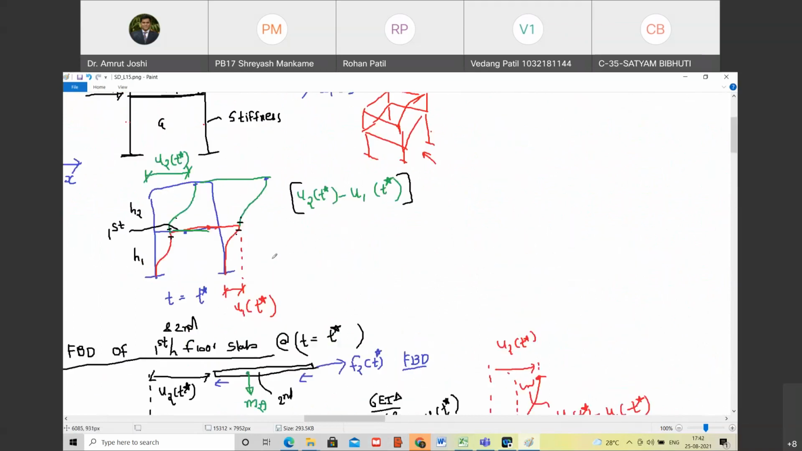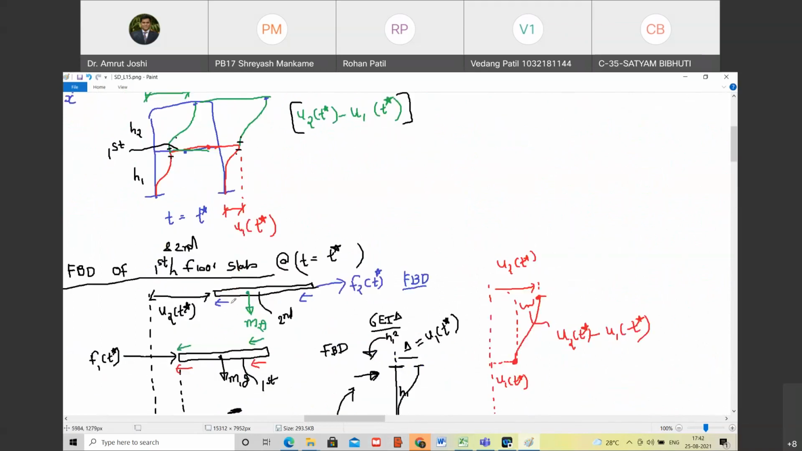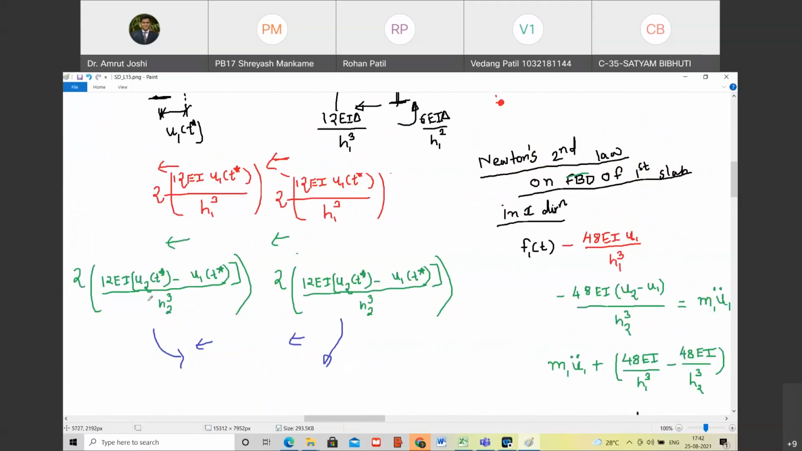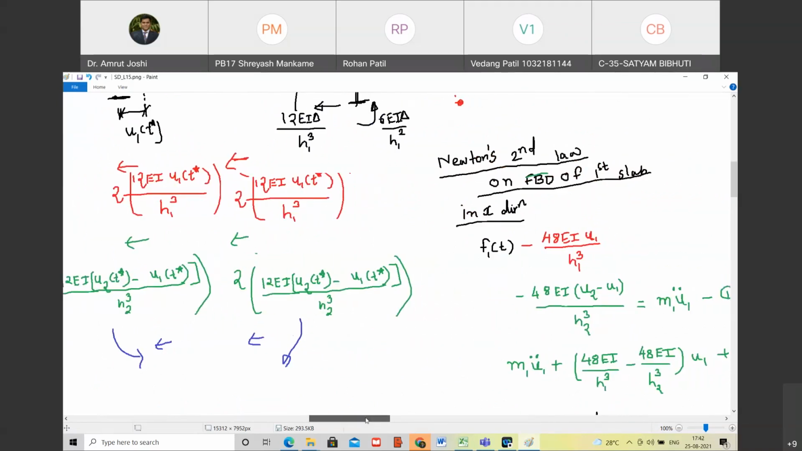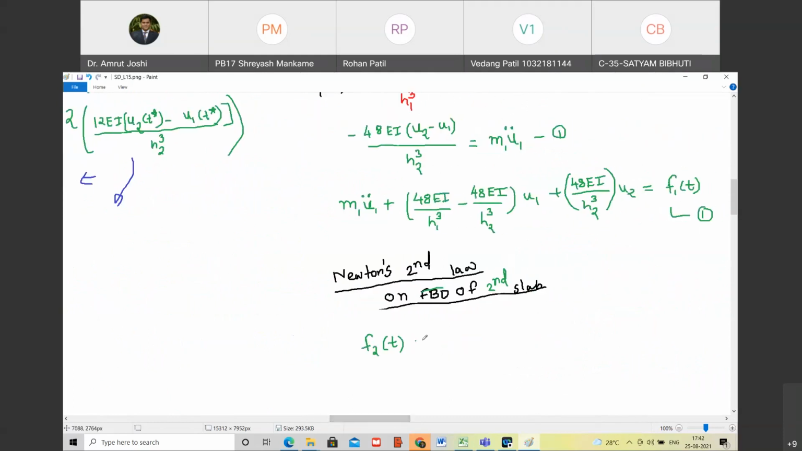So F2 of t, जो कि राइट में है. And then these two blue arrows, but what is the value of these blue arrows? Same as the green ones. So it is going to be 48 EI minus 48 EI into bracket U2 minus U1. Do you agree with me? Upon H2 cube. Yes, sir. This must be equal to mass of the second slab into U2 double dot. Acceleration of the second slab is U2 double dot. Do you agree with me?